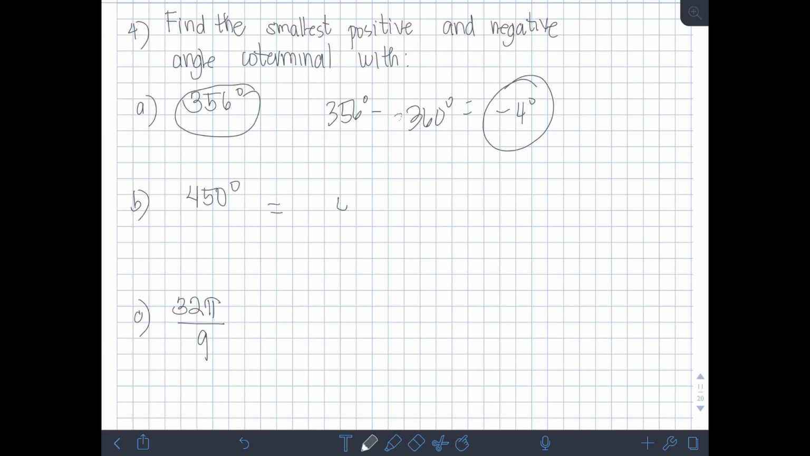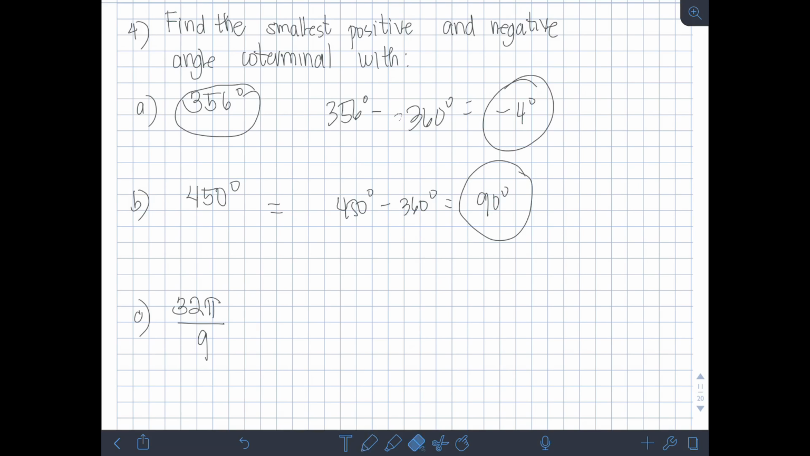So, for positive coterminal angle sa 450 degree, bawasan muna natin siya ng isang 360 degree. So, ang sagot dyan ay 90 degree, right? So, since yung 90 degree ay less than na ng 360 degree, ito na yung smallest positive angle natin na coterminal sa 450 degree. How about sa negative?